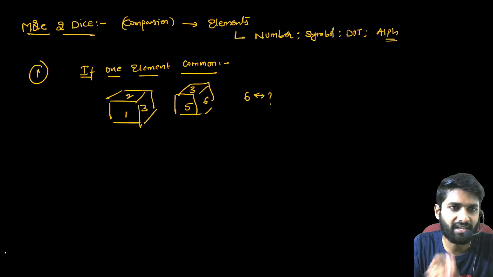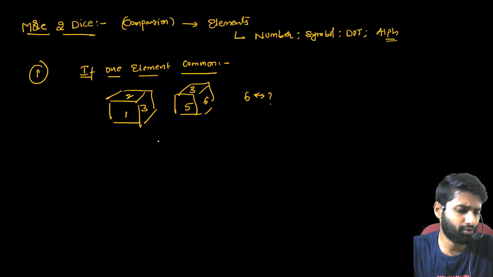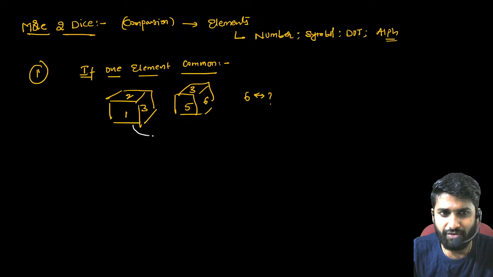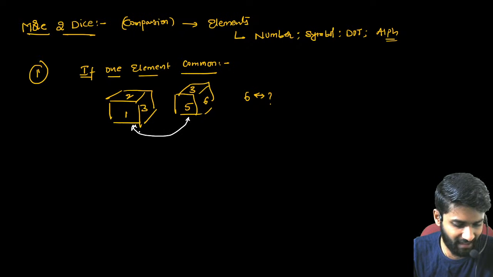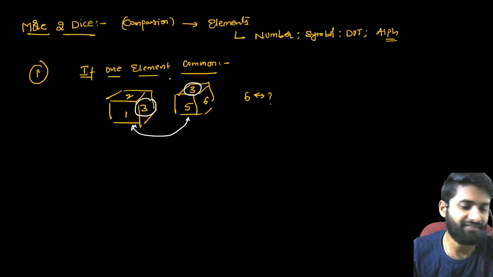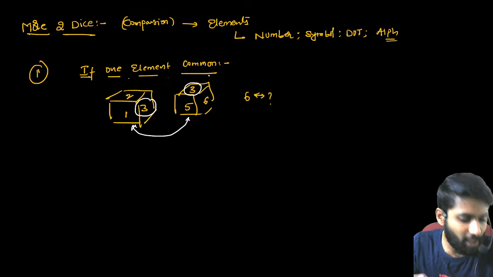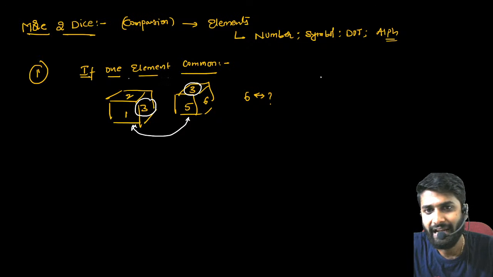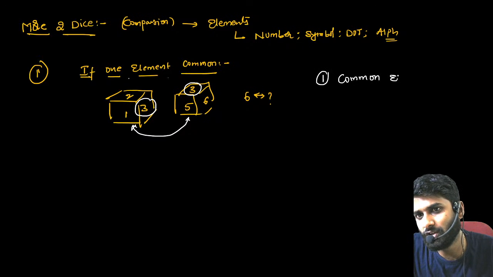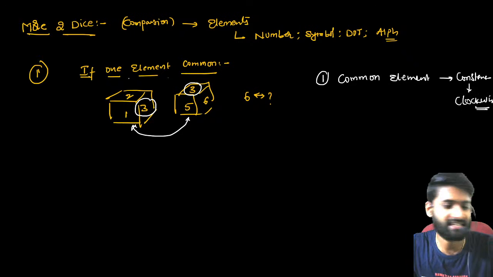But what is the observation? Sometimes they give 3 dice, 4 dice, 5 dice, no problem. Just compare any two. If I compare these two dice, there is a common element, 3. That is the first concept: if one element is common, take that common element as a constant. From there onwards, you just consider clockwise notation. Clear? Simply consider clockwise notation.